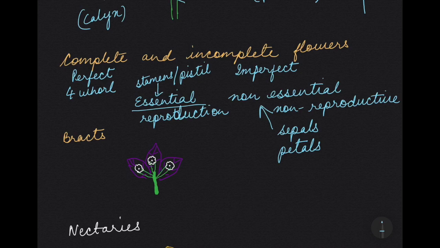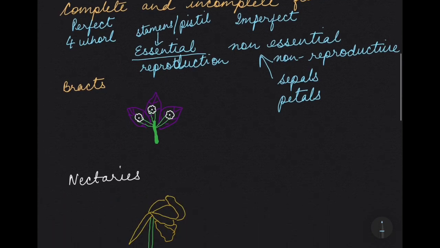So the non-essential parts protect the reproductive part of the flower and attract insects for pollination. Now next, moving on to the sepals and petals. In some cases you will not be able to tell the difference between sepals and petals. They may both be green in color, so they look like sepals. Remember, sepals most of the time are green in color.